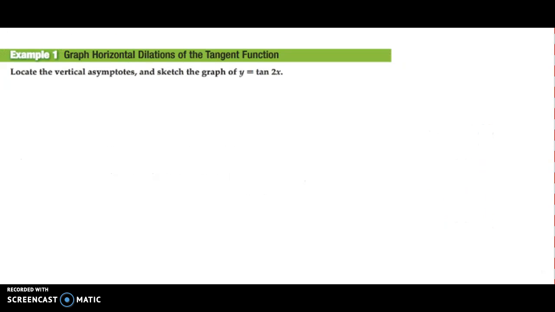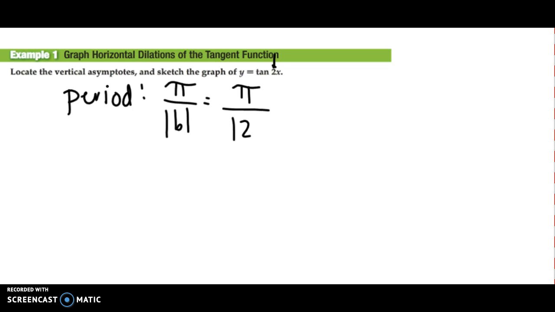So let's take a look at an example. It says locate the vertical asymptotes and sketch the graph of y equals tangent of 2x. First let's look at our period. We said the period is pi over the absolute value of b. What's the absolute value of b? In our example, b is 2. So we get pi over the absolute value of 2. What's my period? Pi over 2 radians.